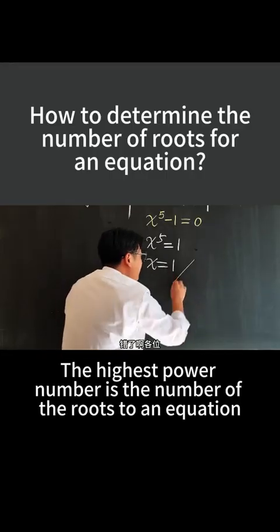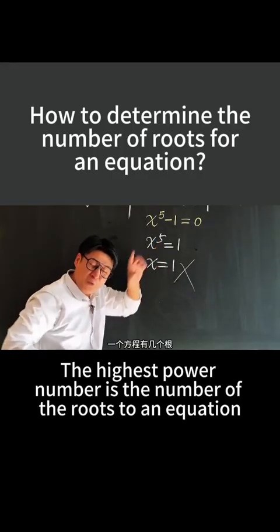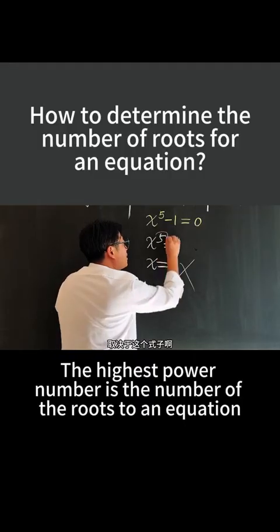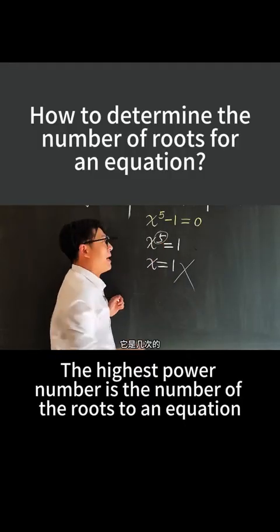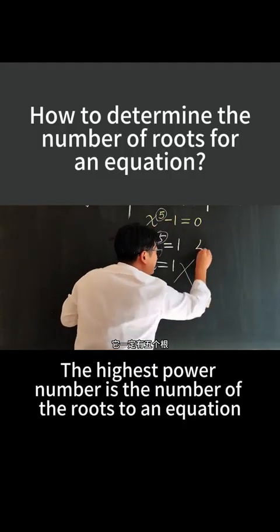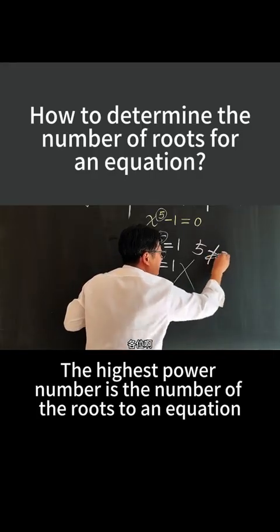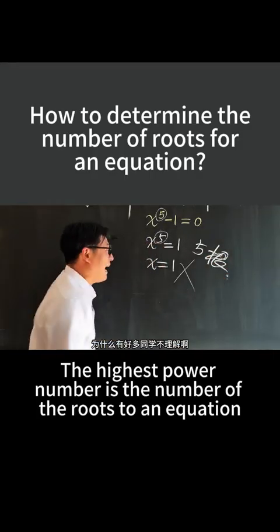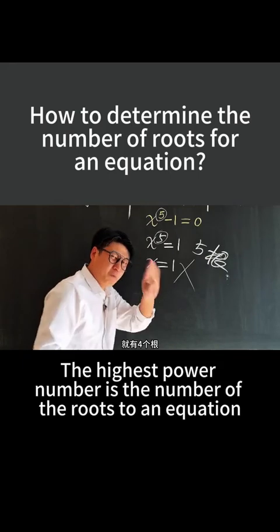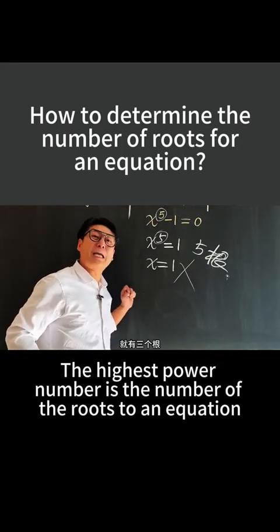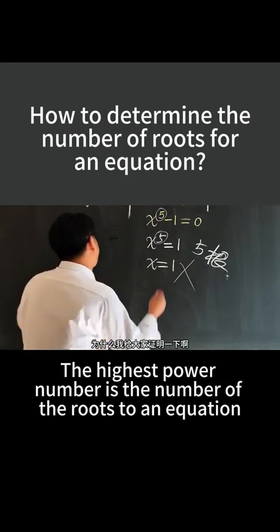That's incorrect. The number of roots an equation has depends on the degree of the expression. What degree is it? If it's a fifth degree equation, it must have 5 roots. Why do so many students not understand this? If it's a fourth degree equation, it has 4 roots. If it's a third degree equation, it has 3 roots. Why is that? Let me prove it to you.